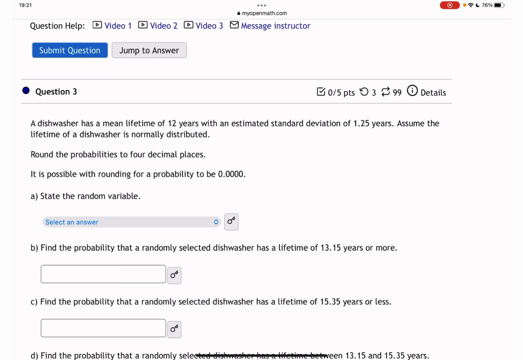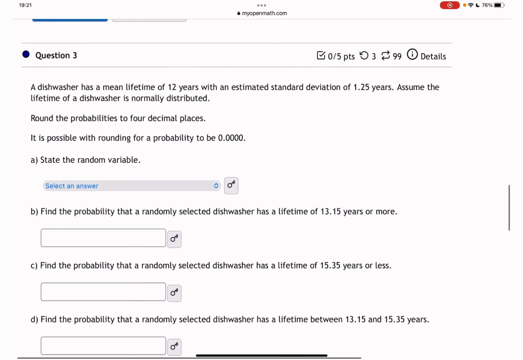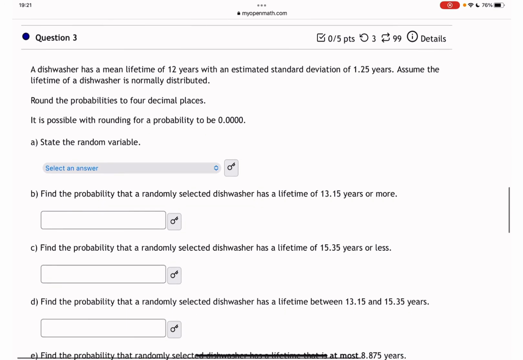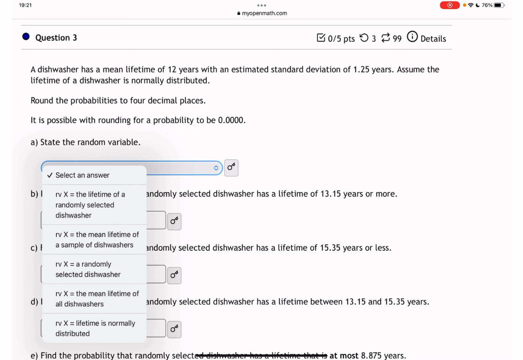Okay. So what do we have? A dishwasher has a mean lifetime of 12 years with an estimated standard deviation of 1.25 years. Assume the lifetime of a dishwasher is normally distributed. State the random variable. What do we have? Our x is the lifetime of a randomly selected dishwasher.